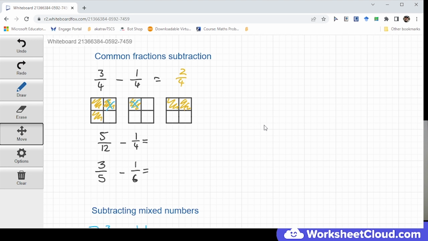So 2/4 would be 2 over 4. Now the reason why we don't change the denominator is because we're not changing the size of the piece. So if we made it, hang on, let me put my ruler on.